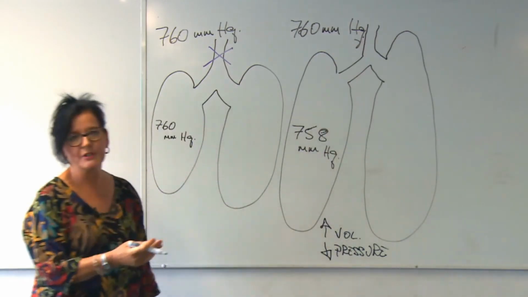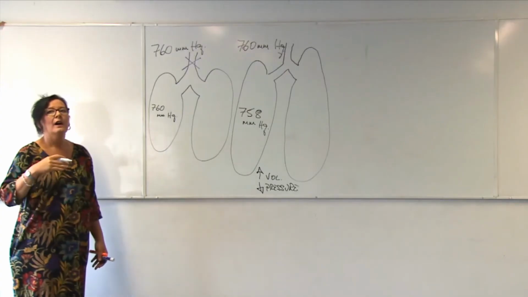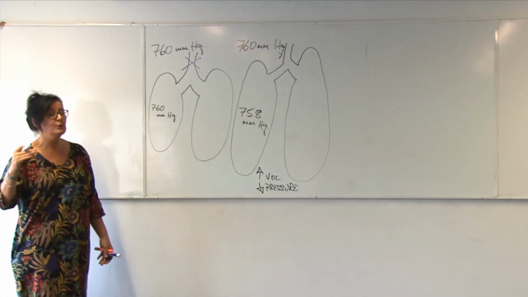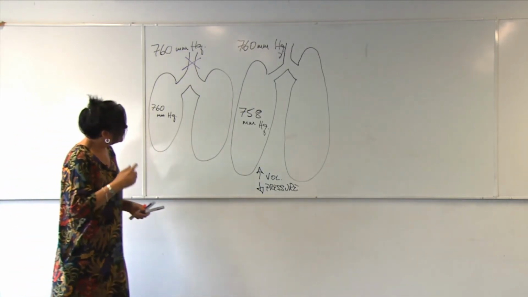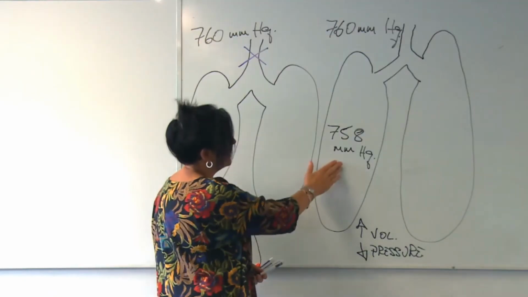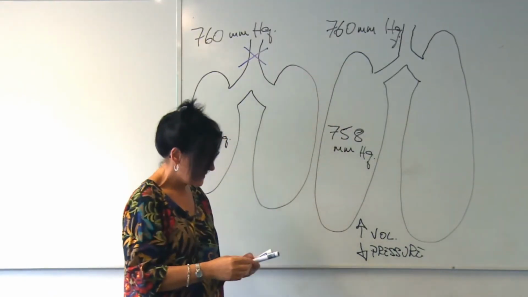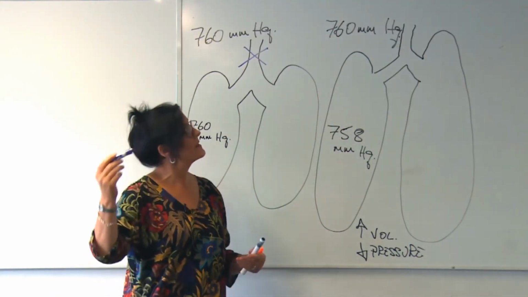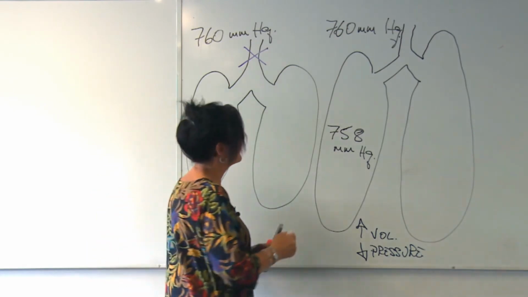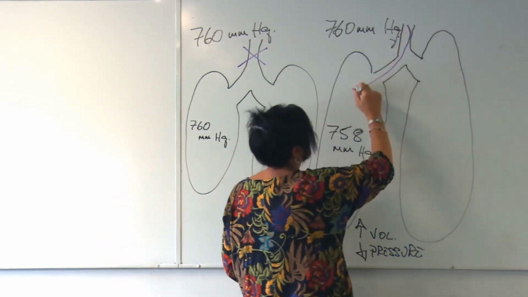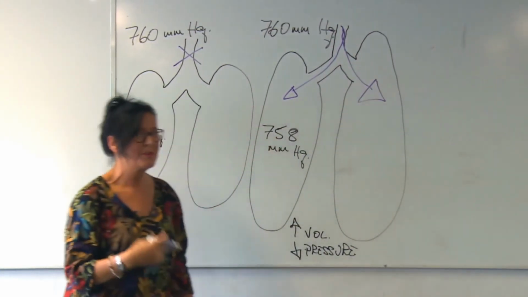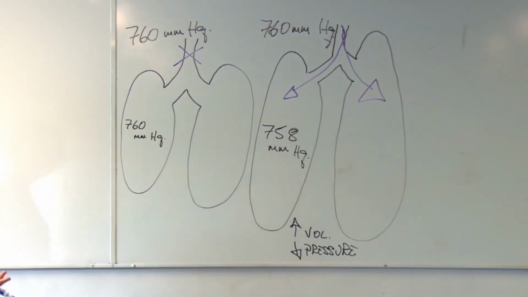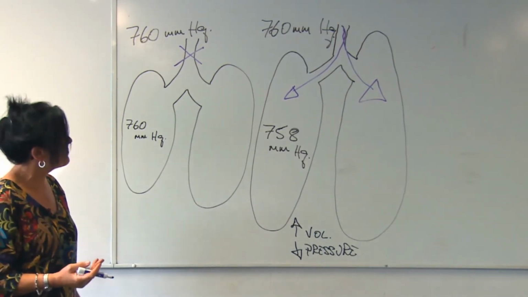Okay, we've got a pressure gradient, haven't we? High to low. Remember, air moves from high pressure to low pressure. So if this is 758 and this is 760, air is going to flow into the lungs. And we know this happens because this is what happens when we breathe in on inspiration. So this is inspiration.